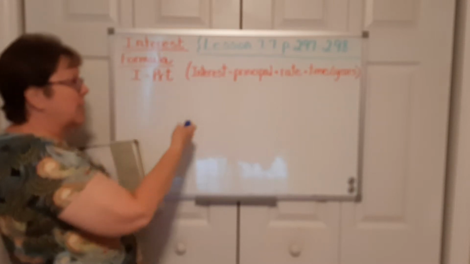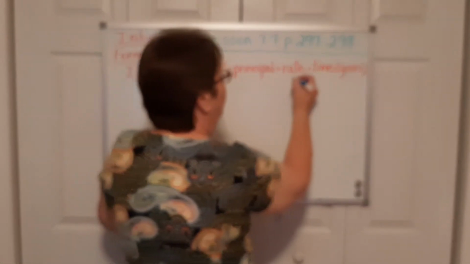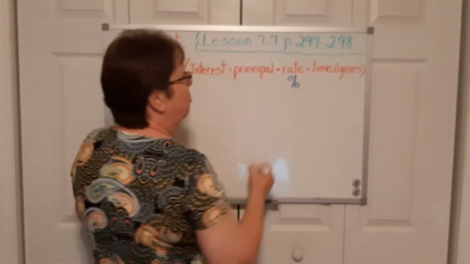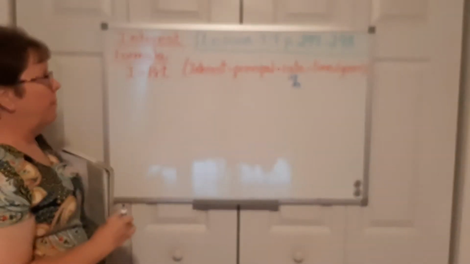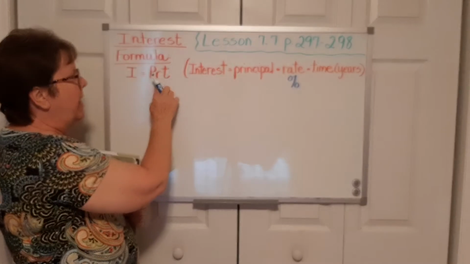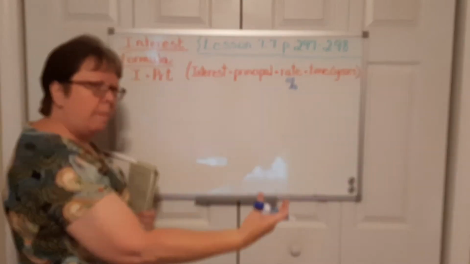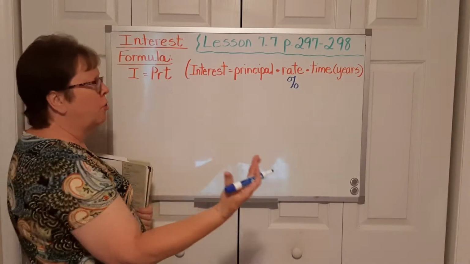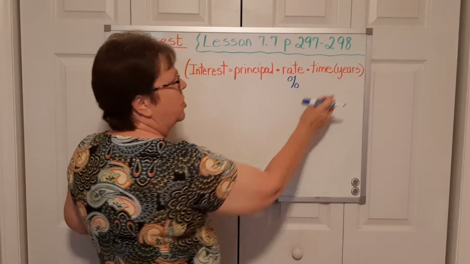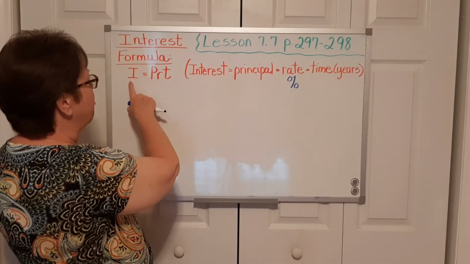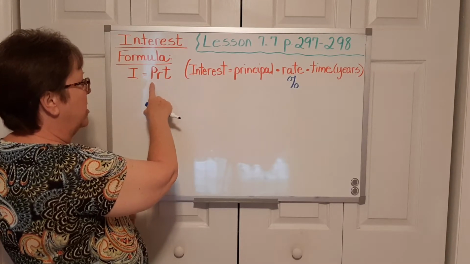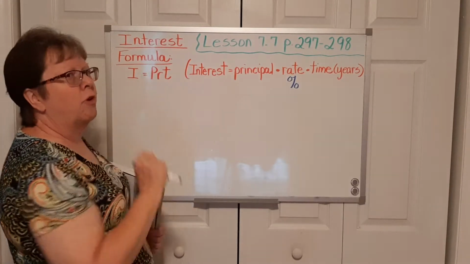And the rate, remember, rate will be a percentage. Okay, it'll be in a percent form. So principal times rate times the time. How long has your money been in the bank, or how long is your loan for? Is it for 1 year or 2 years? So that time is in years. Okay, so that's what this stands for. Interest equals, take your principal times your rate times your time.